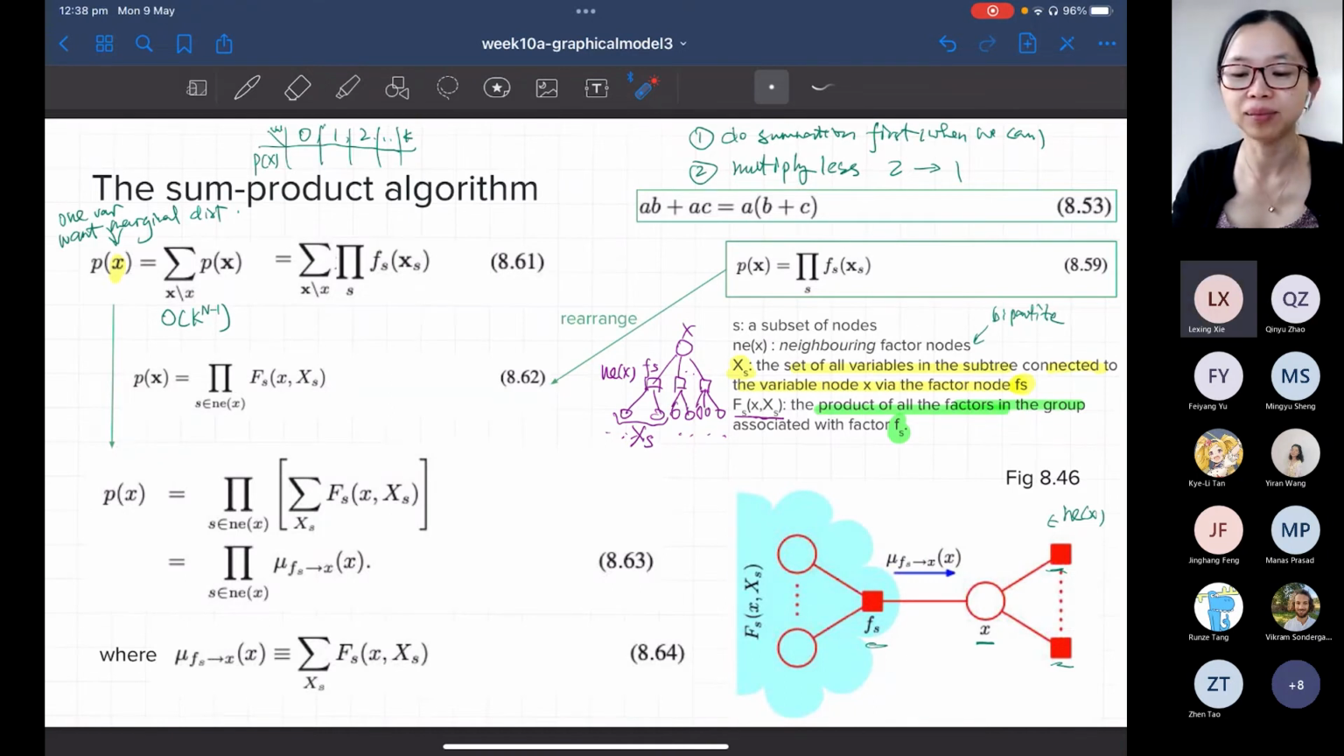All right. So with these notations, we can now rearrange the p of x as a product over simply the last term.